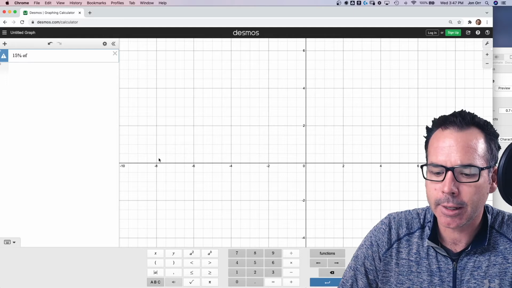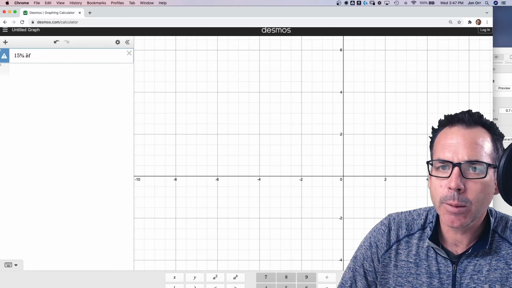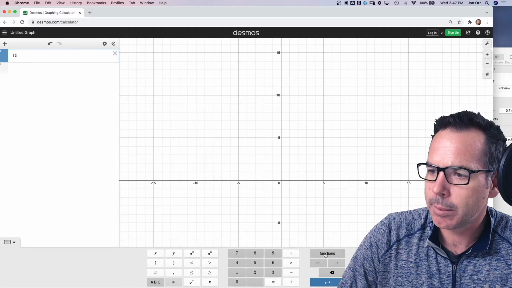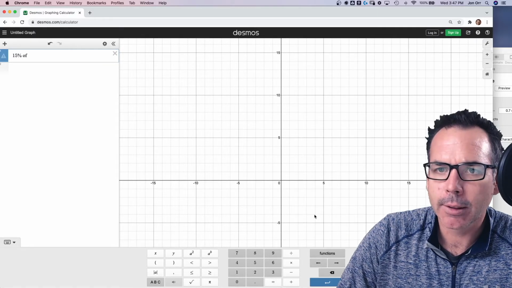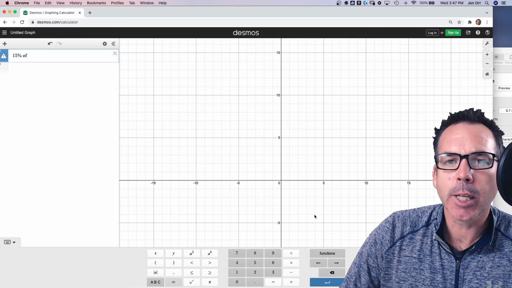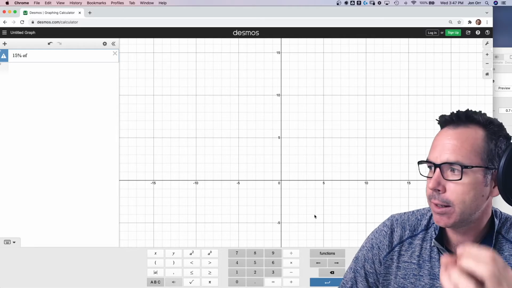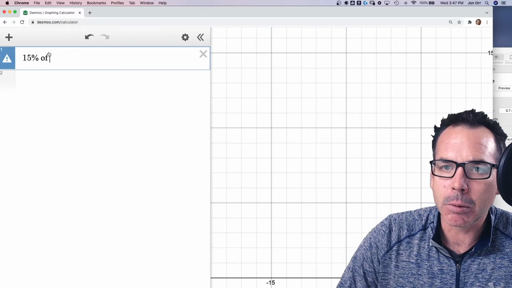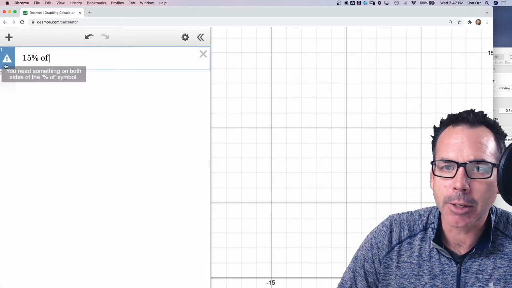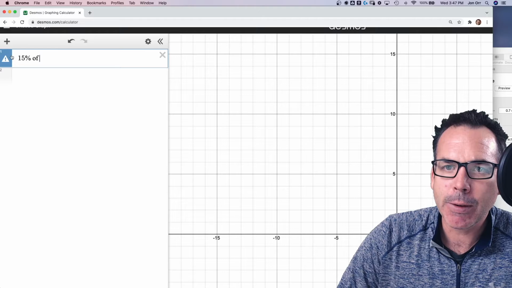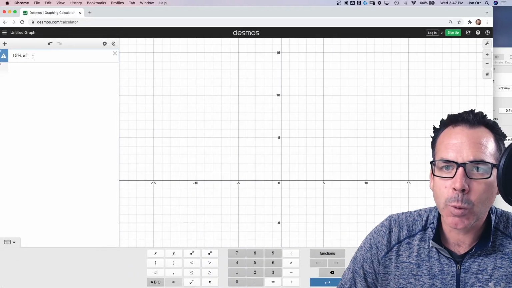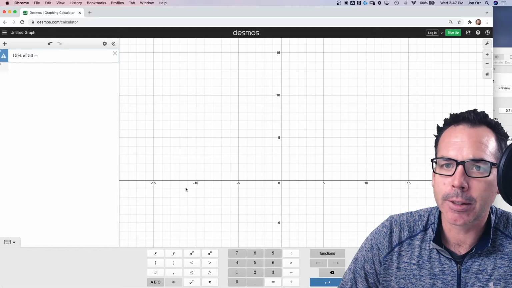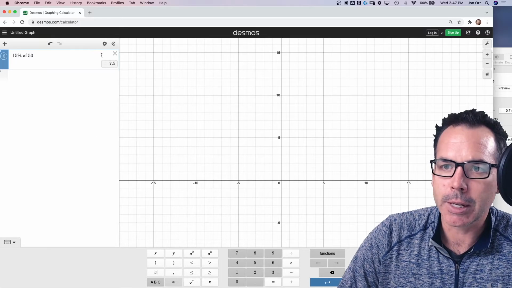Whoa, did you see that? Look up here, 15%. Let me get rid of the percent, and then it says 15. Let me get back to the percent. It says percent of. Desmos has purposely chosen to write percent of and then leave a cursor to say, and then, look, you can't just leave it like that. You can't just say 15%. You have to say 15% of, and then you could say 50 and then hit equals, and it shows you the answer here.